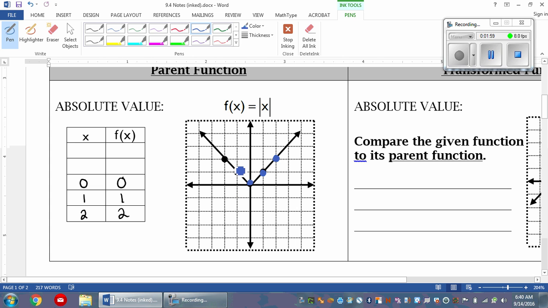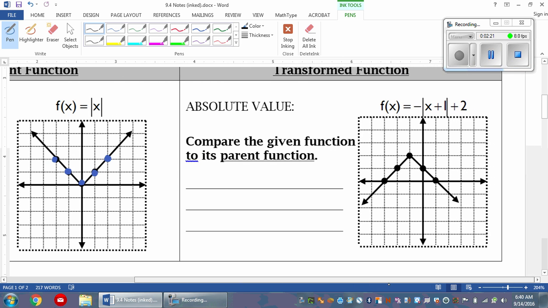And then you continue the pattern up the left. Left 1, up 1. It's left 1, up 1 because the absolute value of negative 1, how far is negative 1 away from 0? It's going to be positive. And I'm going to go left 2, up 2 because the absolute value of negative 2 is 2.